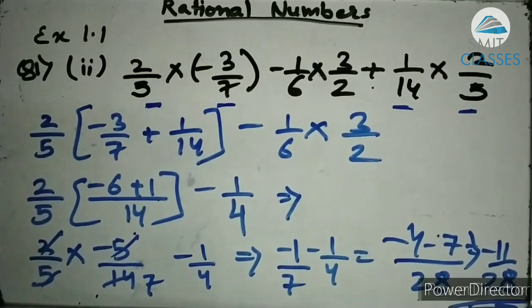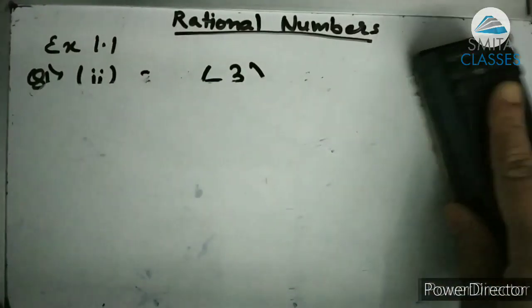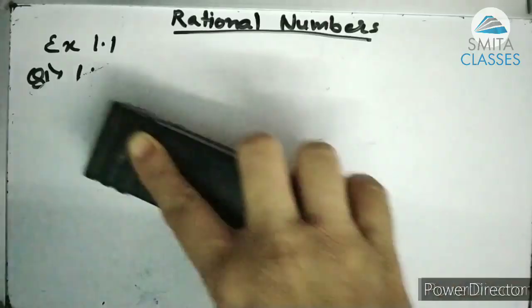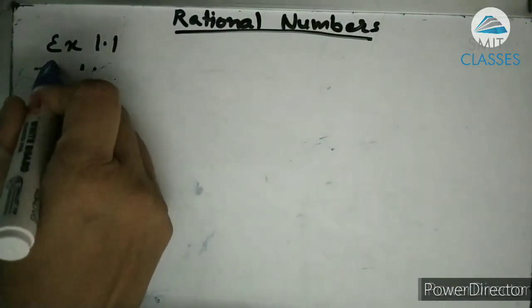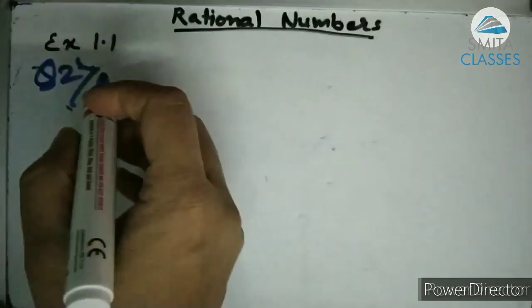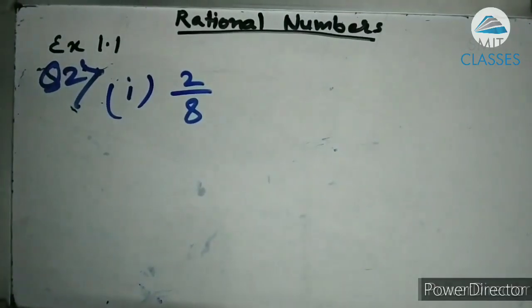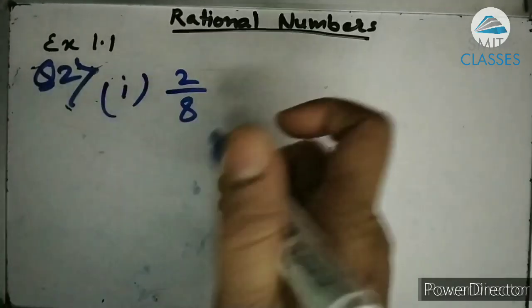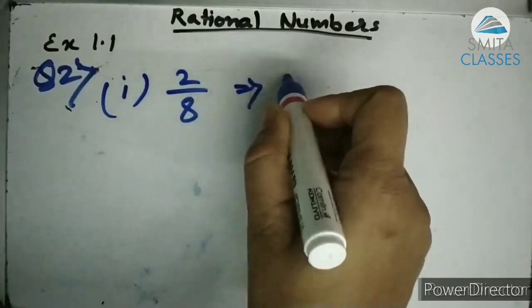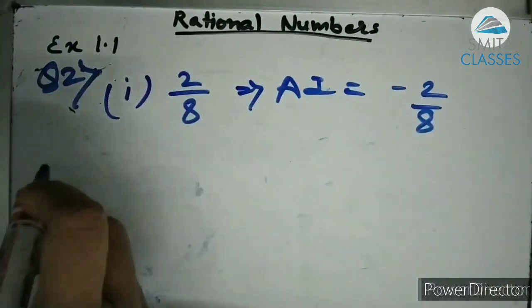Now I will go to the next question, question 2. In question 2, they are asking to find the additive inverse of some of the numbers they have given. Let's see, 2 by 8. What will be the additive inverse of 2 by 8? Additive inverse is the negative of that number. If we add the negative of that number, that is its additive inverse. So its additive inverse will be, you can easily write, minus 2 by 8.